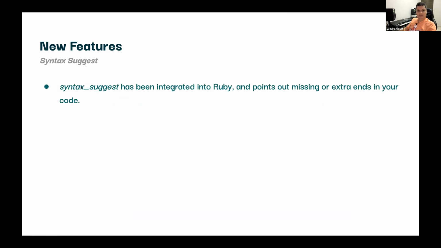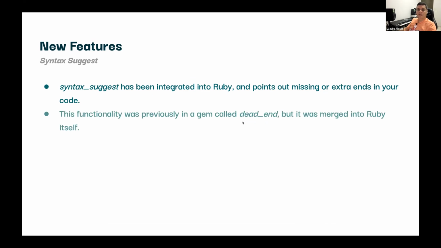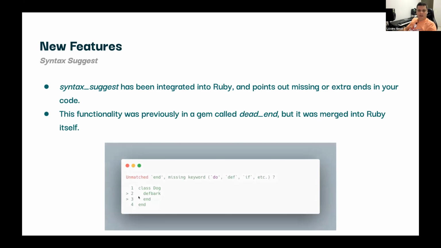Syntax suggest. This syntax suggest gem has been integrated into Ruby and points out missing or extra ends in your code. This functionality was previously in a gem called dead_end, but it was merged into Ruby itself. Now, as you can see here, this is wrong because it's together. So it's warning you about an unmatched end here.